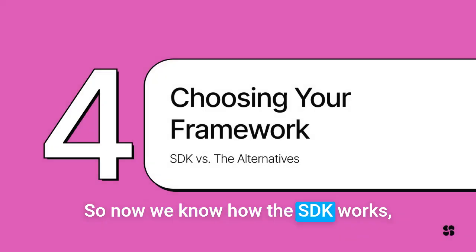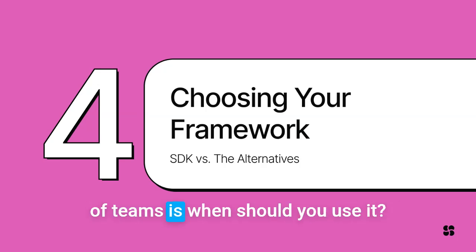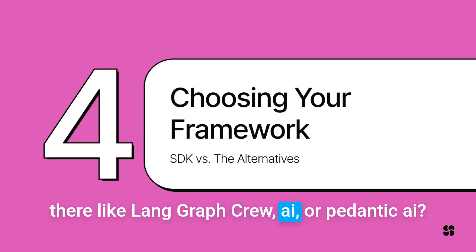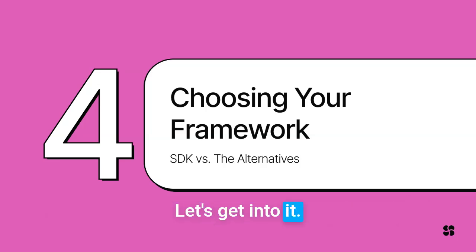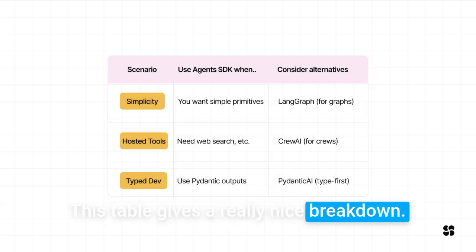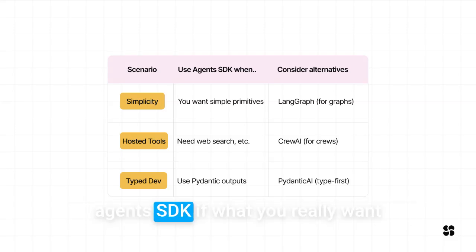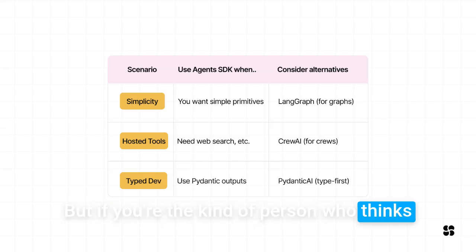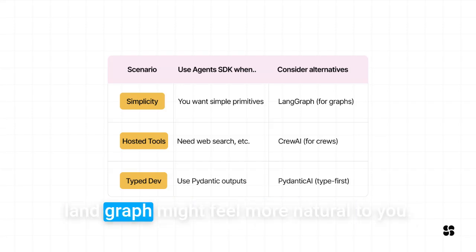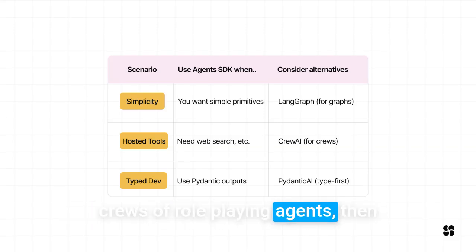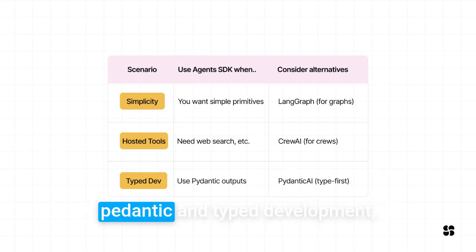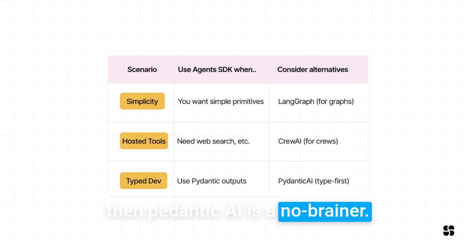So now we know how the SDK works, but the million-dollar question for a lot of teams is, when should you use it? How does it compare to other big names out there like LangGraph, CrewAI, or PydanticAI? Let's get into it. This table gives a really nice breakdown. You should probably go with the Agents SDK if what you really want is simplicity and solid defaults. But if you're the kind of person who thinks in explicit graphs and flowcharts, then LangGraph might feel more natural to you. If your idea is more about creating crews of role-playing agents, then CrewAI is probably your jam. And if your team lives and breathes Pydantic and typed development, then PydanticAI is a no-brainer.